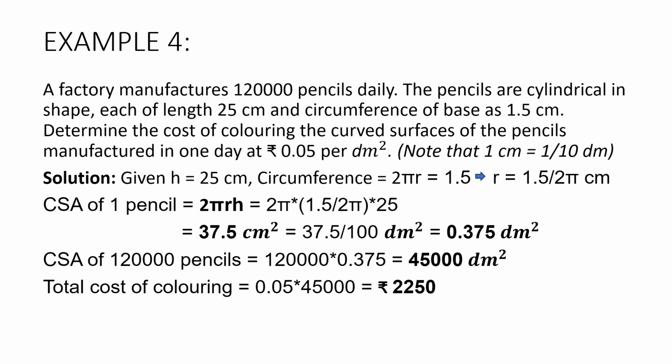So the curved surface area of 1,20,000 pencils would be, just multiply 1,20,000 into 0.375, which is 45,000 dm square. Hence the total cost of coloring would be 0.05 into 45,000, which is rupees 2,250.